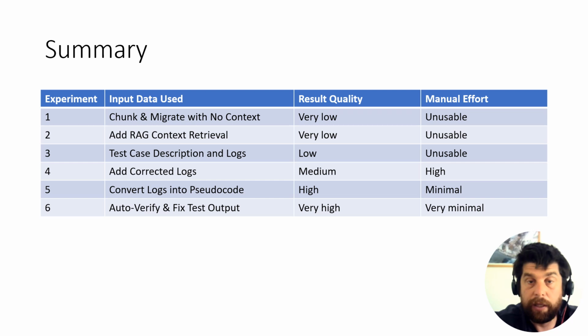In summary, migrating test code with AI is very possible, but context is everything. Starting from blind translation and ending with feedback-driven refinement, each experiment built on the last. Logs, descriptions, and verification loops are key.